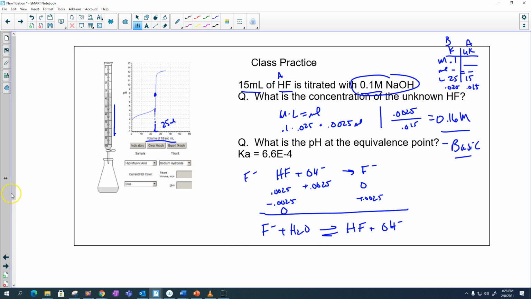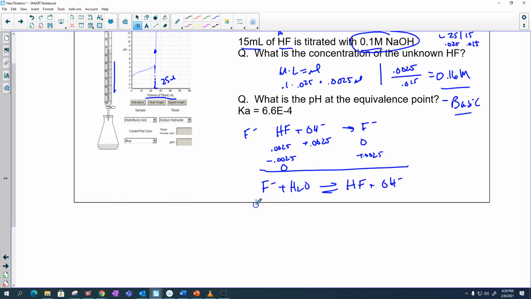Okay. Now, in this situation, where are we at? Initial, change, and final. Now, 0.0025 divided by the new volume. That's going to go right here. Now, I had 15 milliliters of this thing, and I added another 25. So that's the total amount that's in my beaker here. That's what this stuff is sitting in. And that's 40 milliliters, so 0.04 liters. And this is my new concentration of F negative. So it's going to be 0.0025 divided by 0.04, which is 0.0625.